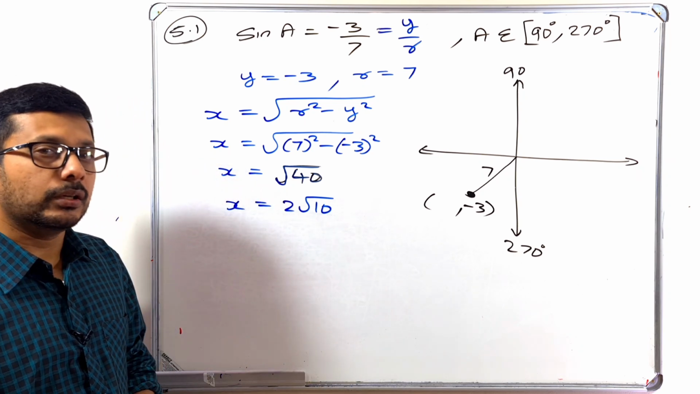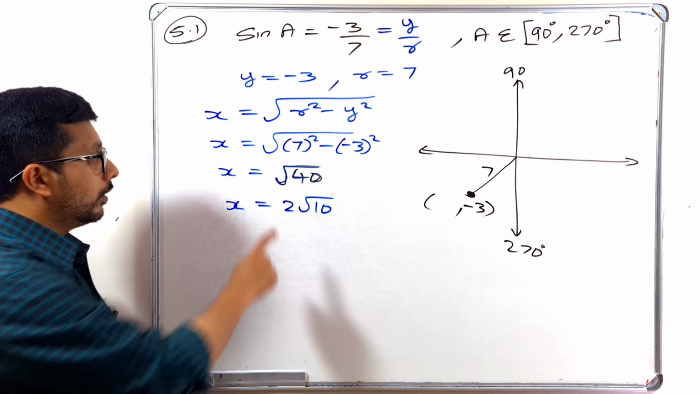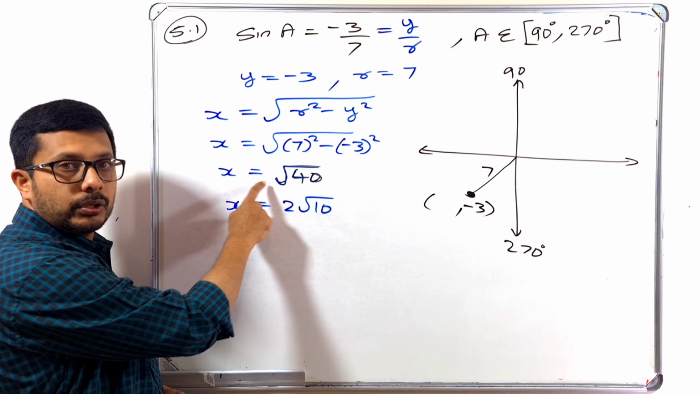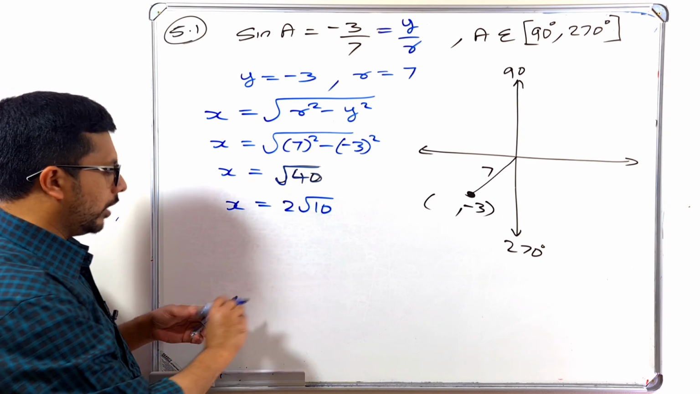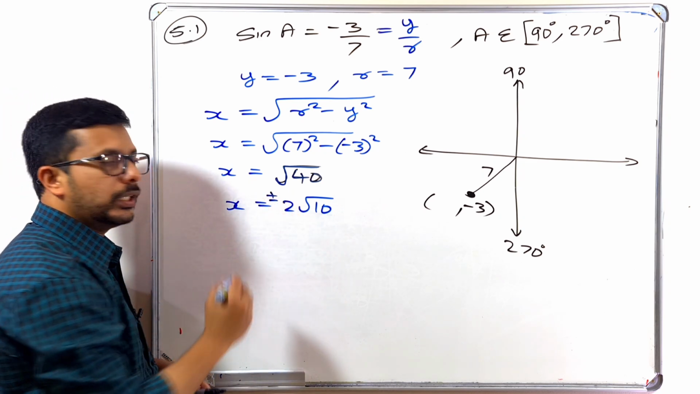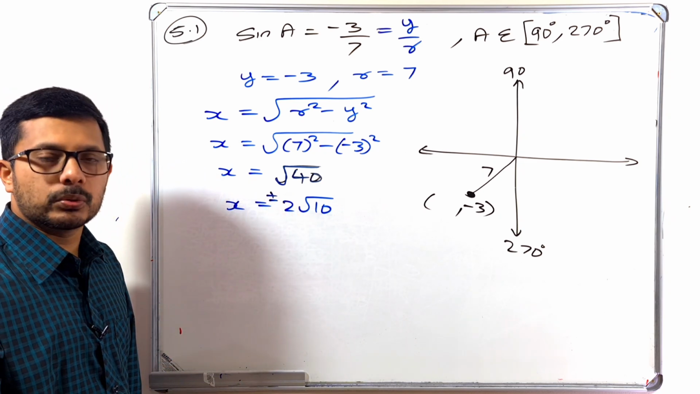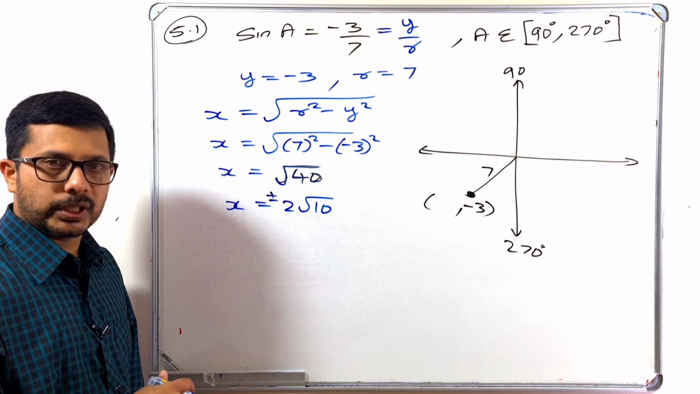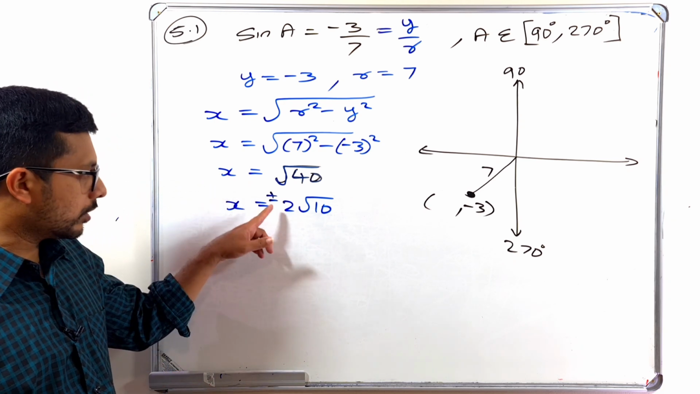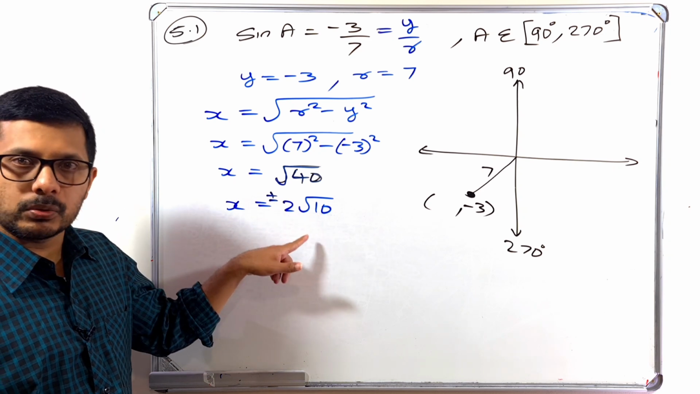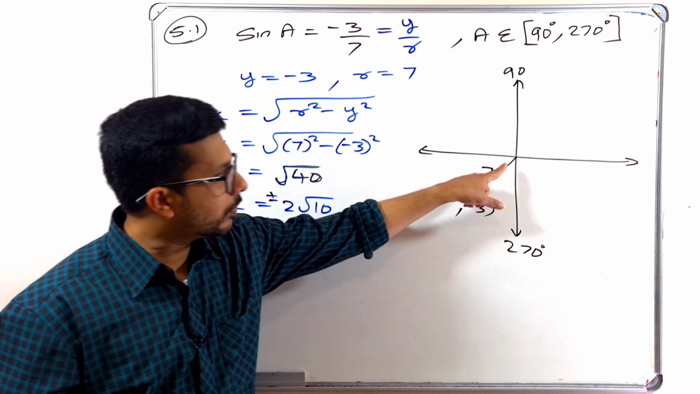But here, one more thing. When you find the root, you are supposed to write plus or minus. Assume that here it is plus or minus 2 root 10, either plus 2 root 10 or minus 2 root 10. But we have to specify which one is the correct one. Is it plus 2 root 10 or minus 2 root 10? So look at this one.